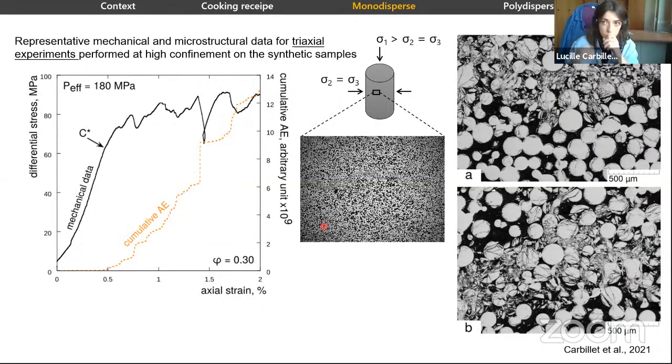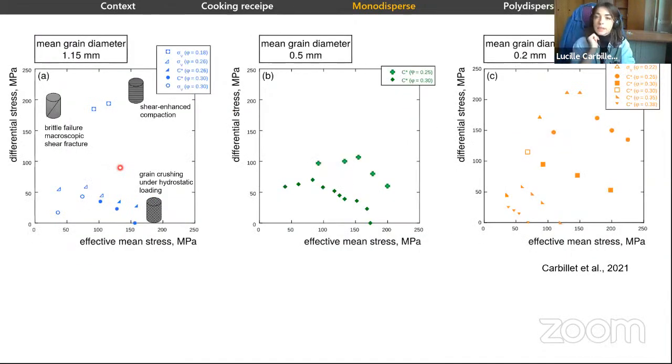So using these mechanical data, for each experiment, hydrostatic and triaxial, every time we did an experiment, we identified these critical stress states. And these critical pressures were then used to map out the failure envelopes for our samples.